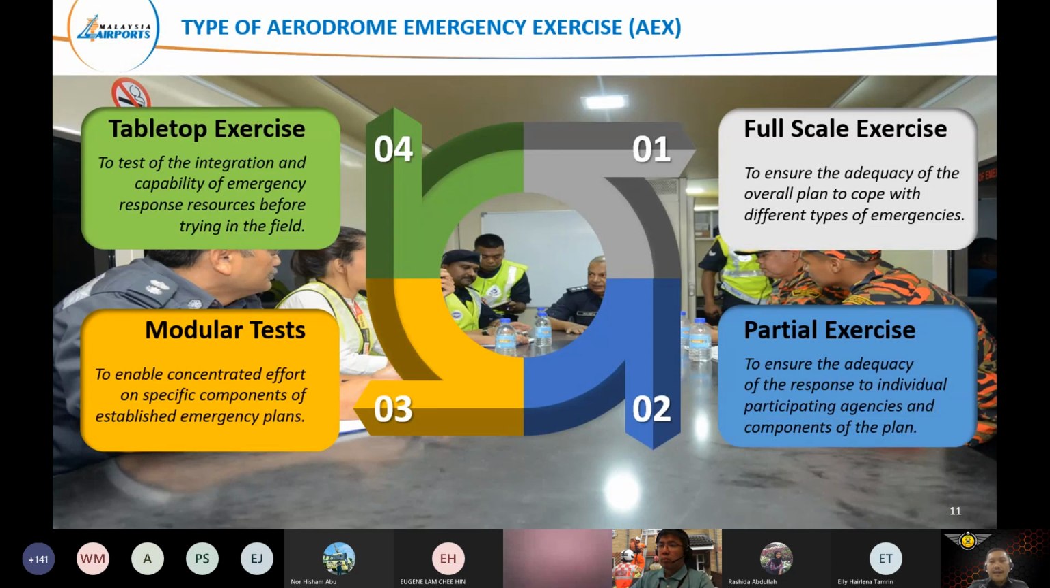Second one, partial exercise, to ensure the adequacy of the response to individual participating agencies and components of the plan. The third one, modular test, to enable concentrated effort on specific components of established emergency plans. And last but not least, tabletop exercise, to test the integration and capability of emergency response resources before trying in the field. So this is the basic exercise to be conducted by all airport operators throughout the world.